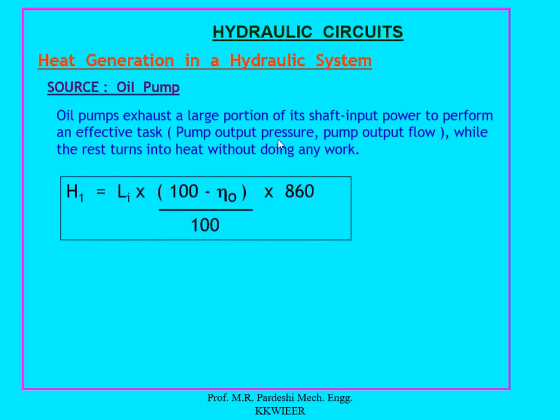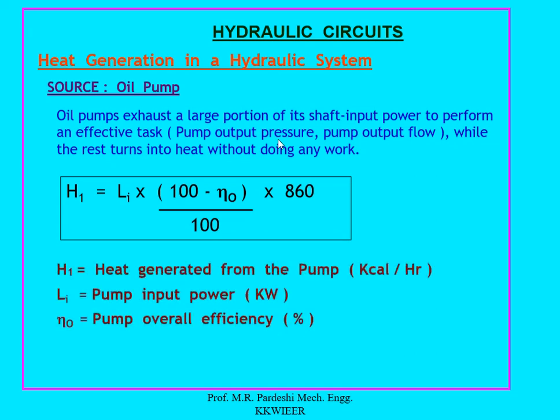So heat generation is very important. H1 is the heat generation. H1 is equal to Li into (100 minus eta overall) into 860 upon 100. From this calculation, we can calculate the heat generated from the pump in kilocalorie per hour. Li is the pump input power in kilowatt.